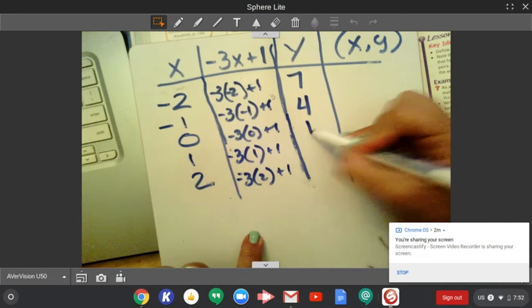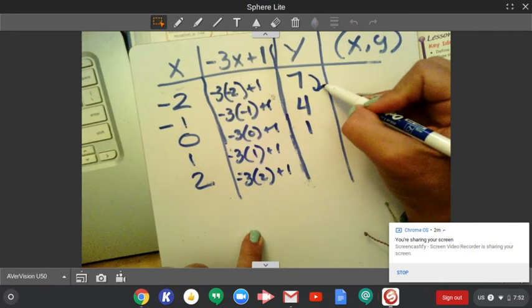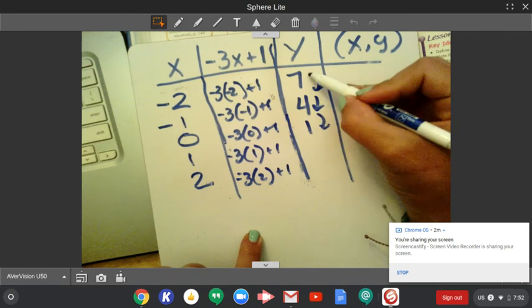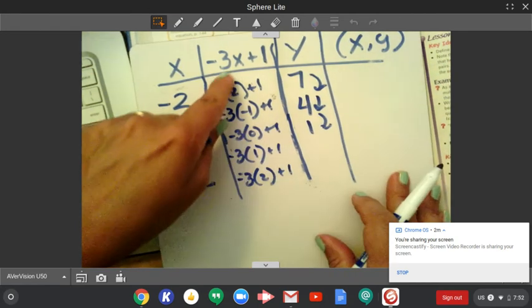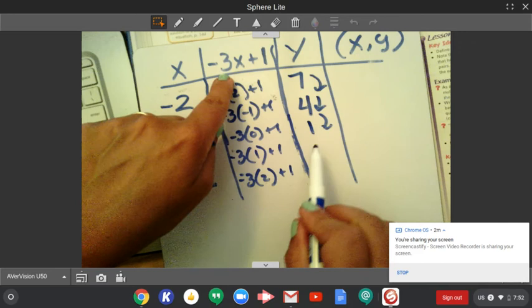0 plus 1 is 1. Now, it looks like there's a pattern here that you can see emerging. Looks like the values are going down by 3.